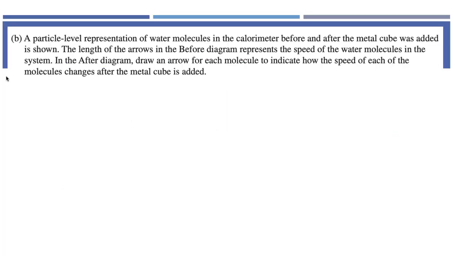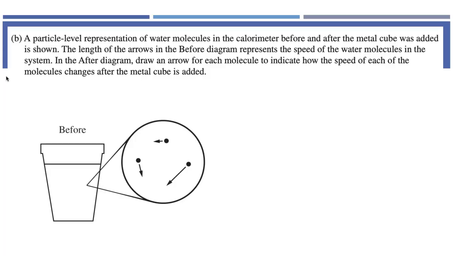Part B continues, a particle level representation of water molecules in the calorimeter before and after the metal cube was added is shown. And here we go, this is before. The length of the arrows in the before diagram represents the speed of the water molecules in the system. In the after diagram, draw an arrow for each molecule to indicate how the speed of the molecules changes after the metal cube is added.